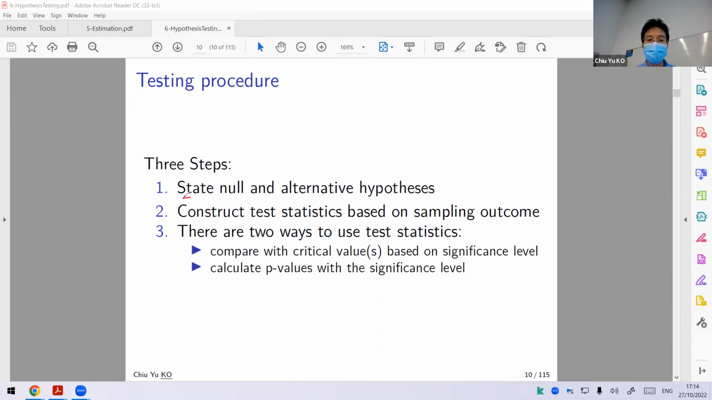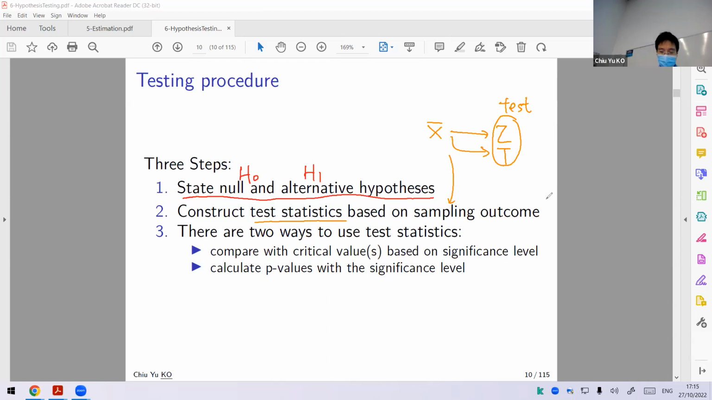First, you need to state clearly what H null and H1 are, the null and the alternative. Then you construct a test statistic based on the sample outcome, coming from, say, X bar. We will construct a statistic called Z, or we consider one called T, and this will be used in the next step. Basically, based on the sample you got, you calculate some number. That number is called the test statistic, which we'll use in the next step. So basically it is a number coming from your sample.